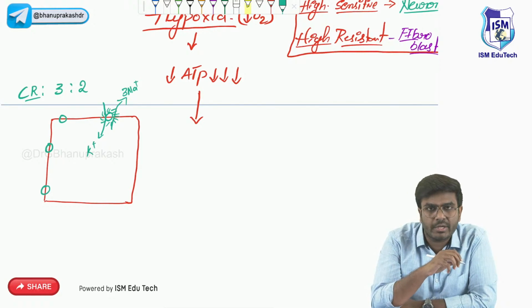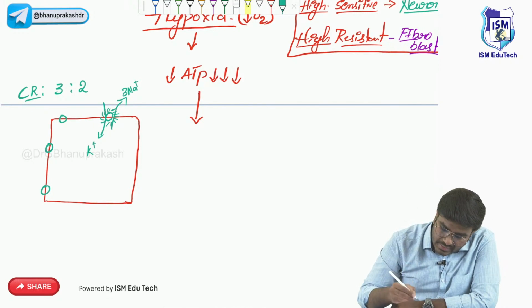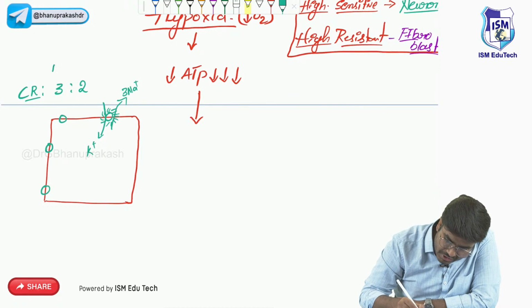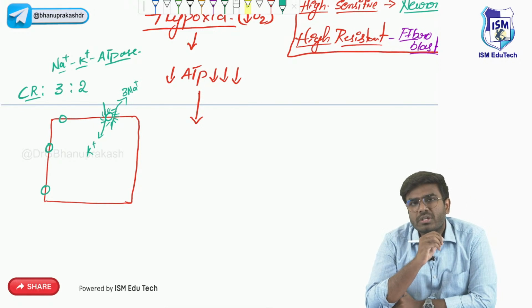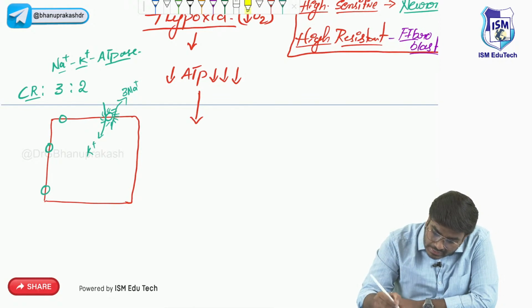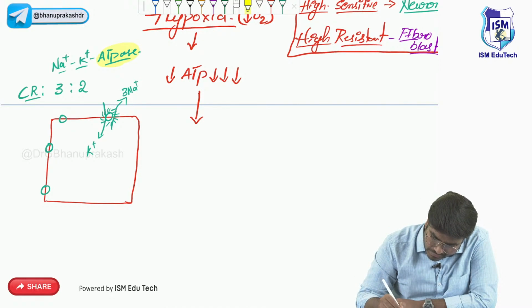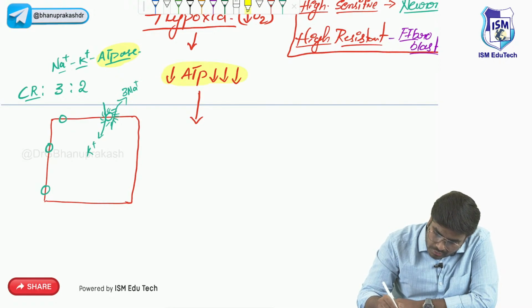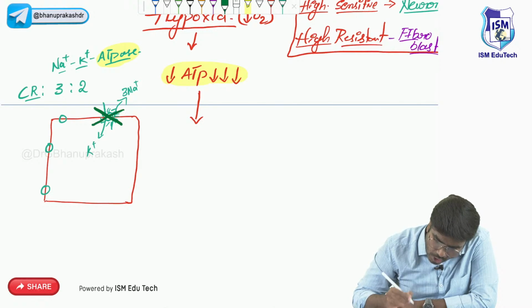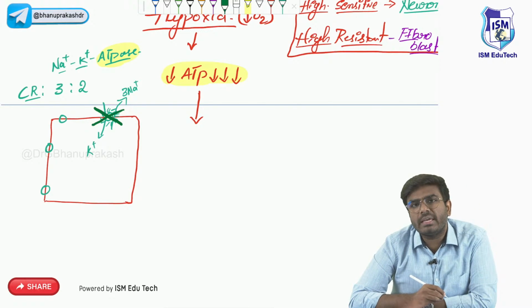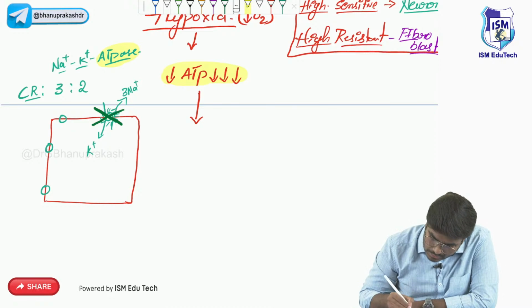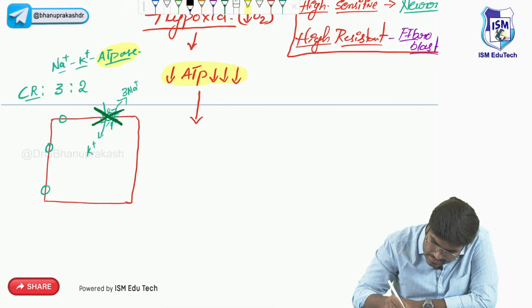I explained this in yesterday's class. The name of this pump is sodium potassium ATPase. Excellent, guys. ATPase means it requires ATP for its function. Whenever ATP is going down, is this pump going to work? This pump is no longer working. Will sodium be kicked out? The sodium is not going out of the cell, sir. Sodium starts to accumulate in the cell.